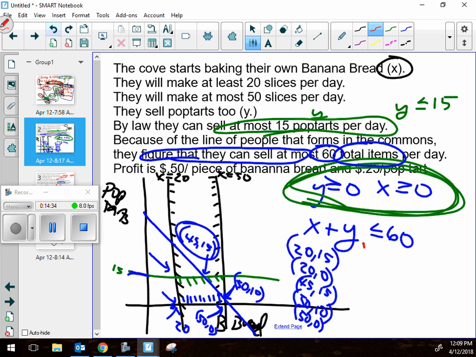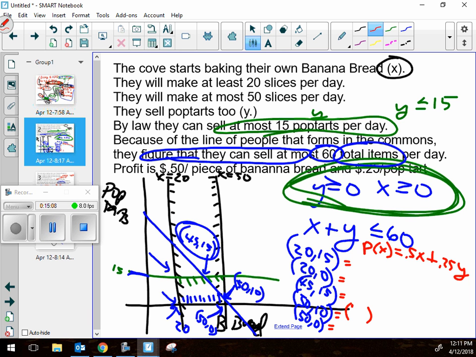Then I'm going to figure out the profit using the profit function for each of these. The profit is going to be P of x is equal to 50 cents for each banana bread plus 25 cents for each Pop-Tart. And now I'm going to put these into the calculator and figure out which one gets the most. Okay, so I'm not going to put in all of these for you just for the sake of time on the video. I'm going to show you the one that wins. 50 comma 10 gets you the biggest amount.